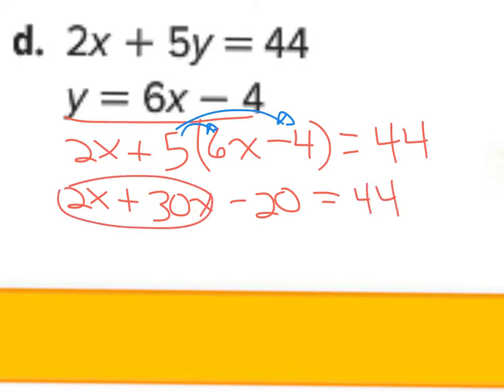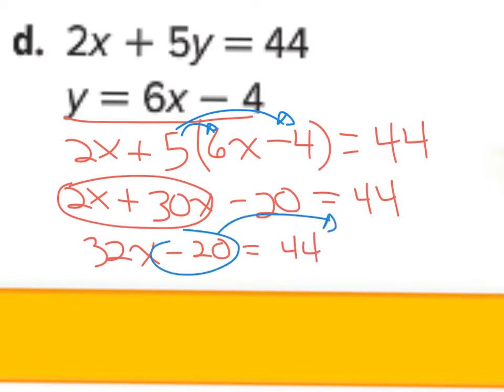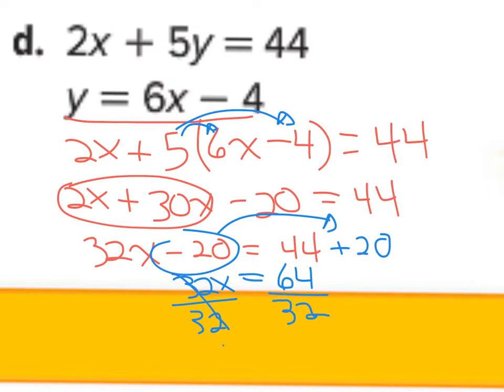Add these two up, right, and I get 32x minus 20 equals 44. Take that negative 20 to the other side and it becomes plus 20, which would be 64, and I have 32x. So 32x, and I divide both sides by 32 to isolate the x. That's gone, and divide this side by 32, and I get x equals 2.